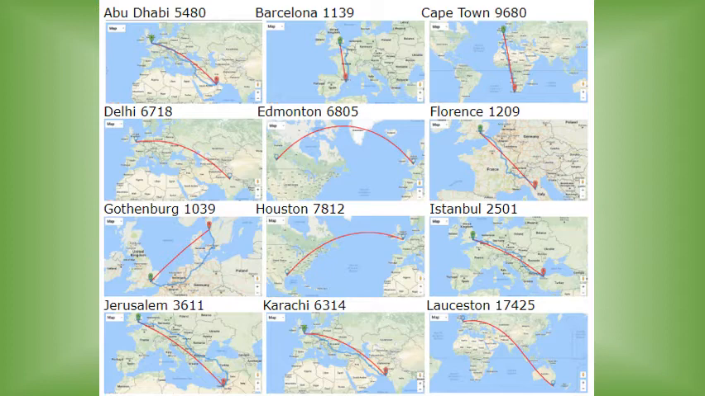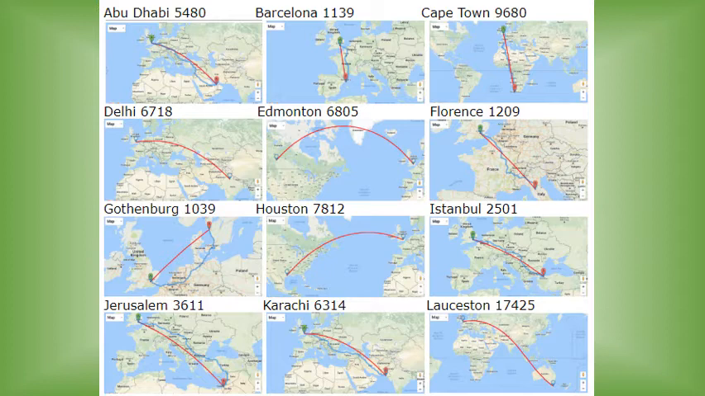Right, onto a bit of numeracy then. So above each map you will see the destination, that's the place that's been travelled to, and a number. The number is the number of kilometres that the aeroplane has travelled from London to get to that destination. So Abu Dhabi was 5,480 kilometres. Barcelona in Spain was just 1,139 kilometres. Cape Town, which is in South Africa, was 9,680 kilometres. Delhi, which is in India, was 6,718 kilometres.